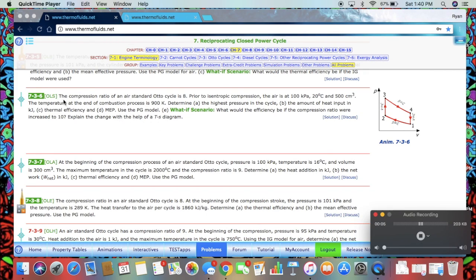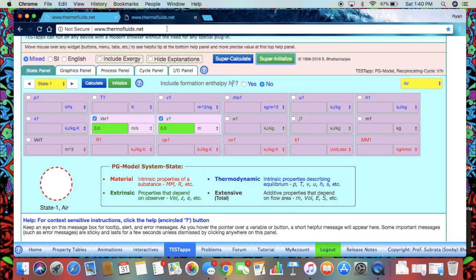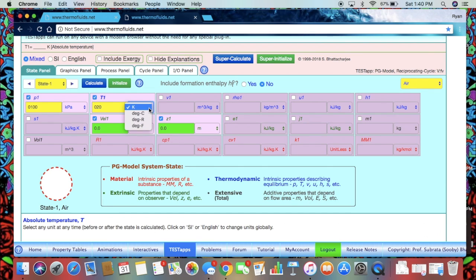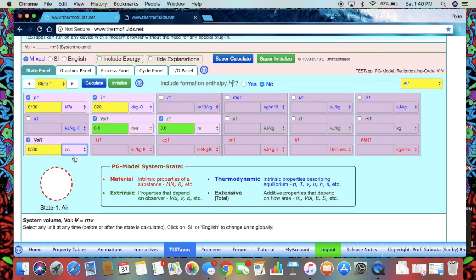Alright, so we're going to do problem 736 here. Moving on to the test apps here, we know P1 is going to equal 100 kPa, T1 equals 20 degrees Celsius, volume 1 equals 500, changing that.